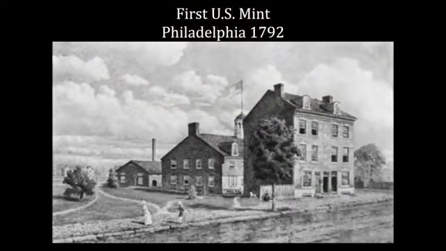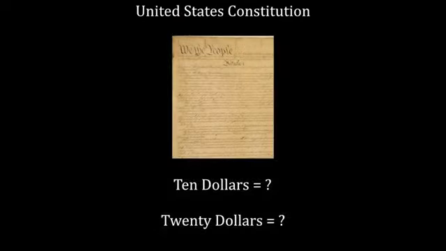Interestingly, since the U.S. Mint would not be established until 1792, there were, as of yet, no official U.S. coins. So, when the U.S. Constitution referred to dollars, what exactly was the fixed value, and how was it determined? Let's take a look a little further back in history.